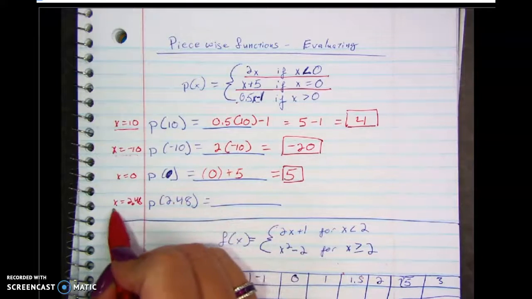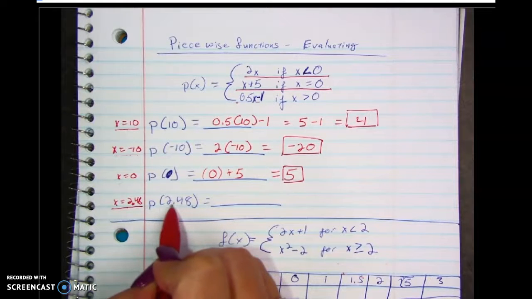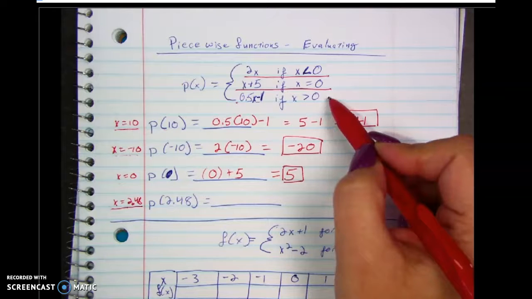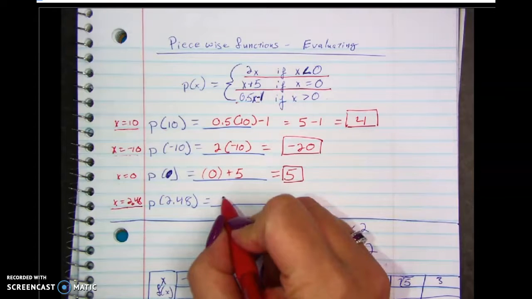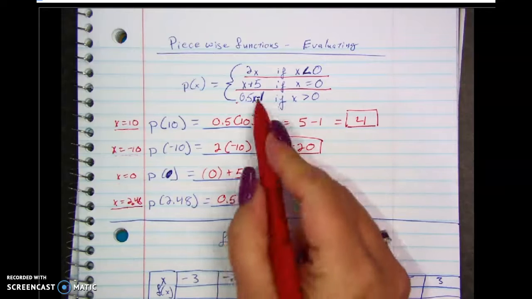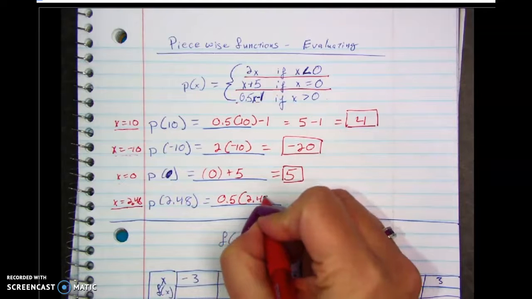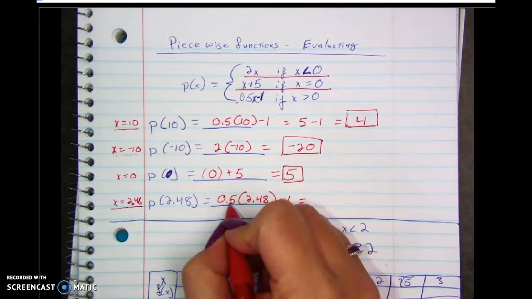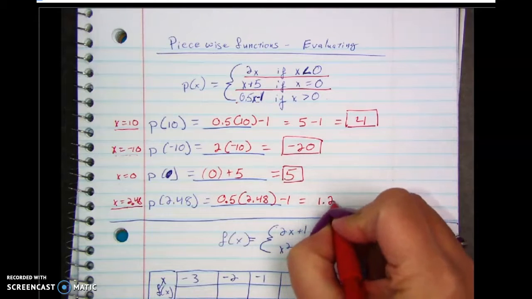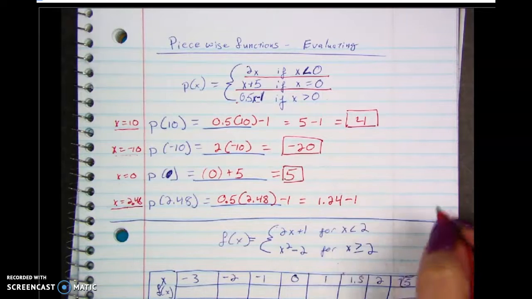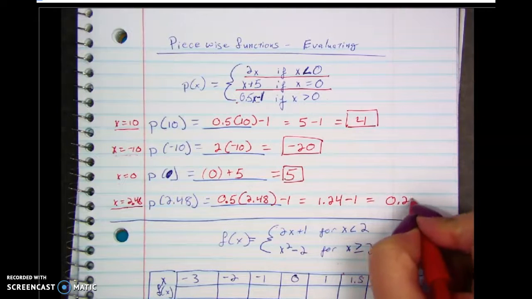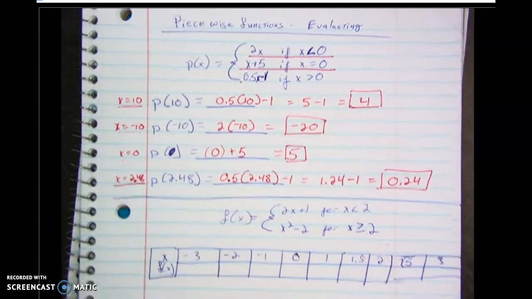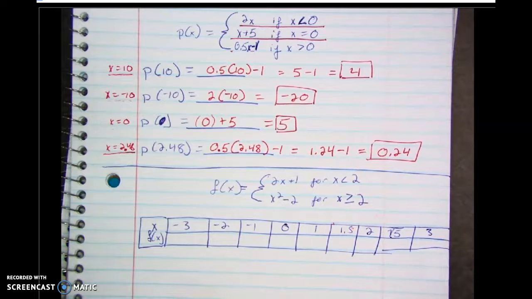All right, last one. x equals 2.48. So p of 2.48. So it's still greater than 0, right? It's a positive number. So I'm going to plug it into this function. So 0.5 times, and where the x is, I put 2.48 minus 1. So half of 2.48, or 0.5 times 2.48, would be 1.24. Okay? And then bring over that minus 1. And that would be 0.24. And that's it. We tell you what x is, you tell us what f of x is, right?